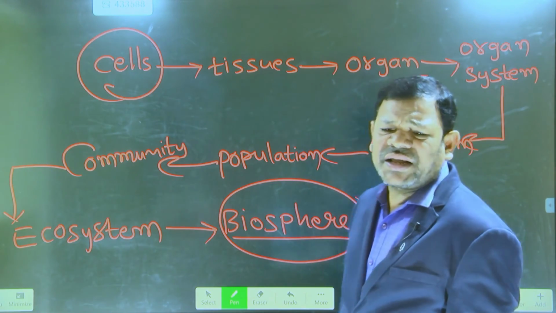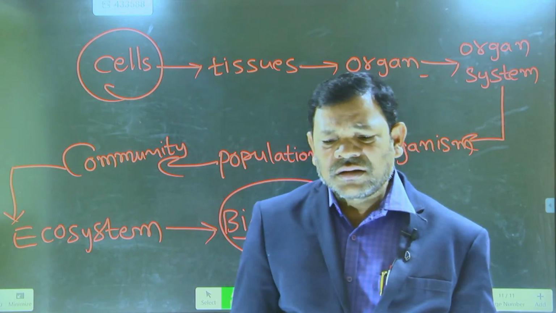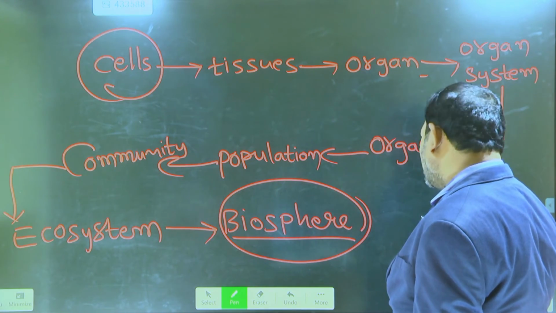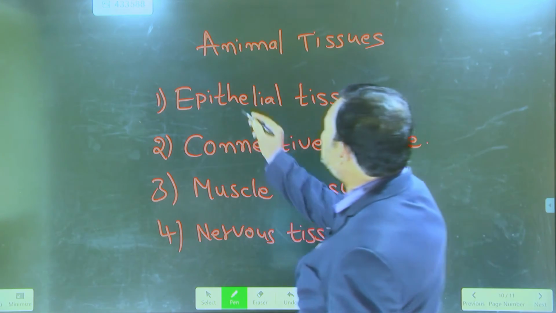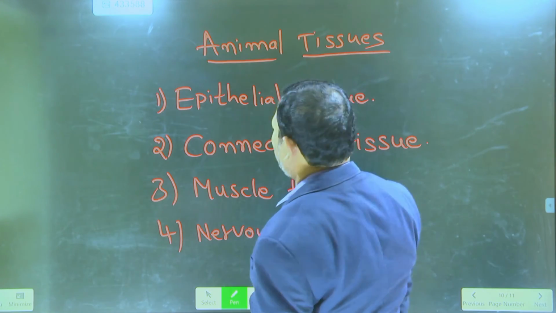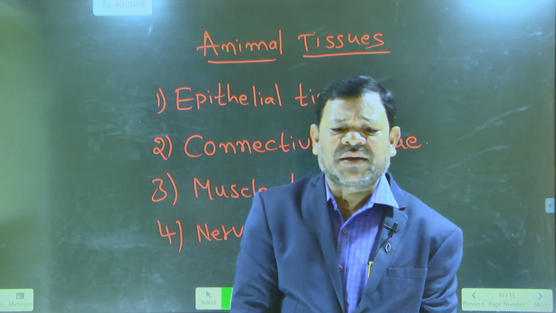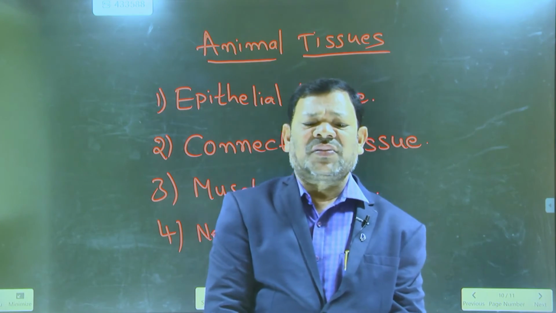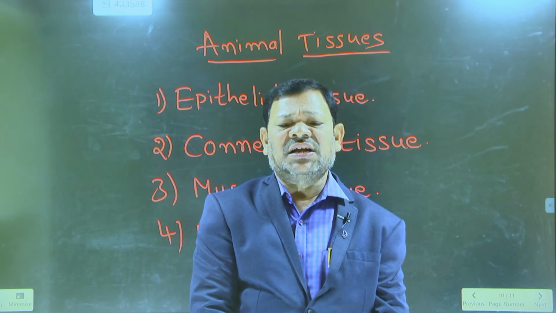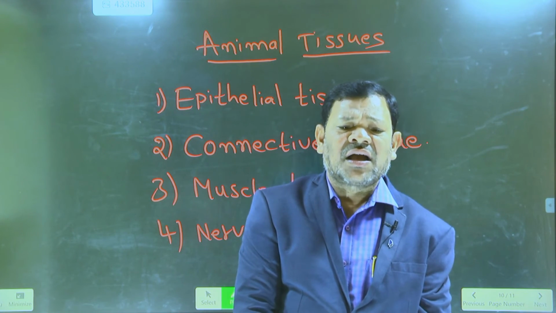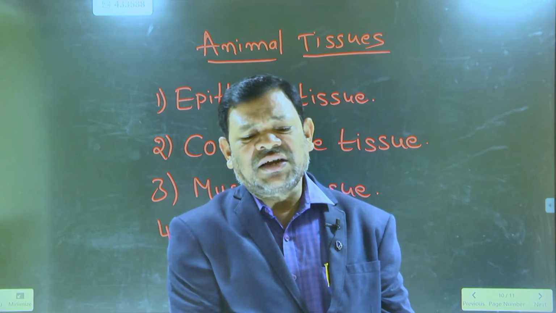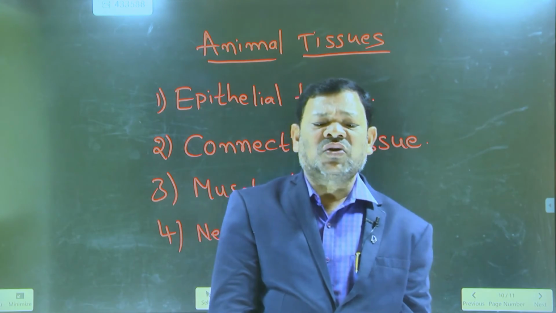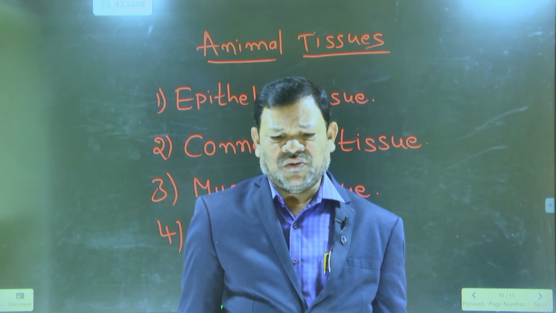So according to animals, animals also have four types of tissues present. How many types of tissues are present? Four. One is the epithelial tissue. Second one is the connective tissue. Third one is the muscle tissue. Fourth one is the nervous tissue.